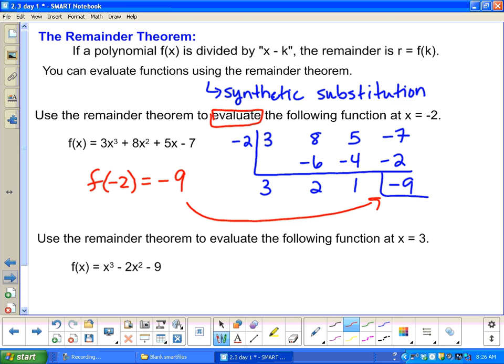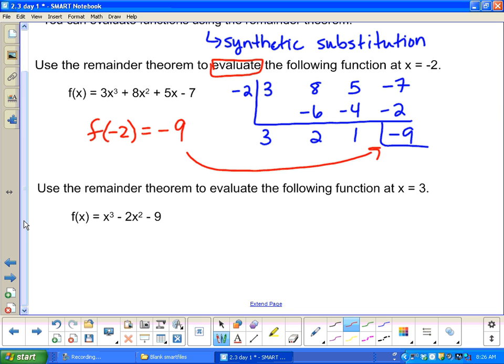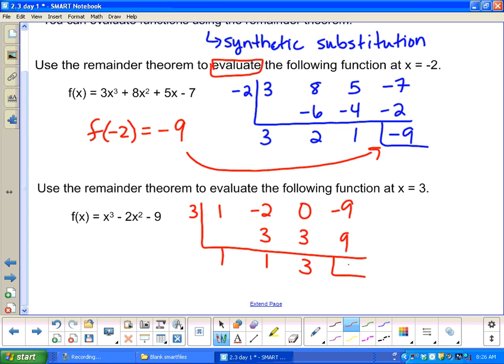You can do the same thing here. If I evaluate this at 3, it would be 1, my coefficient, negative 2, a 0 because I don't have an x term, and negative 9. Bring it down. Multiply, add. Multiply, add. Multiply, add. My remainder is 0. So at f of 3, my remainder is 0. So f of 3 is equal to 0.